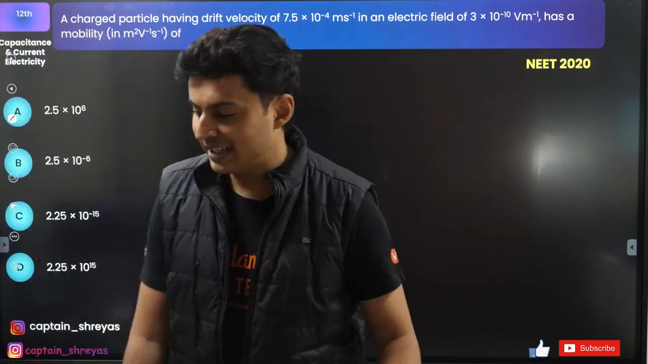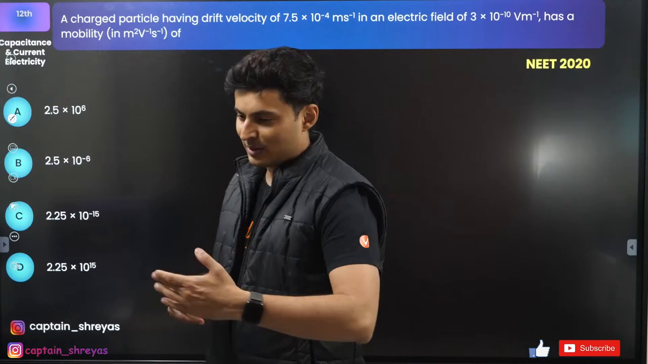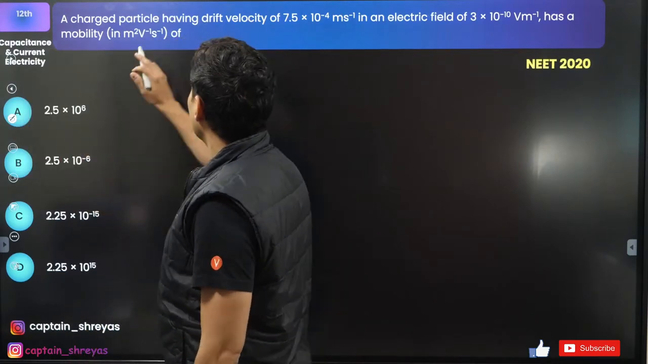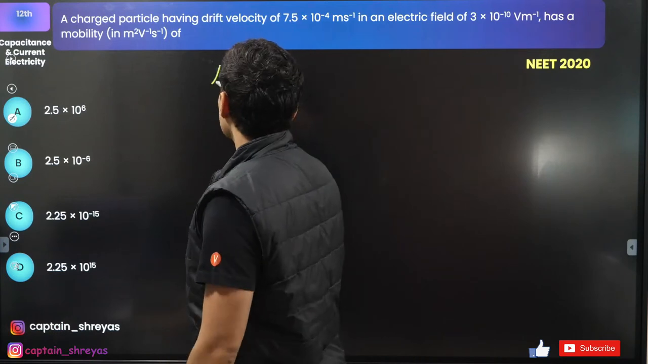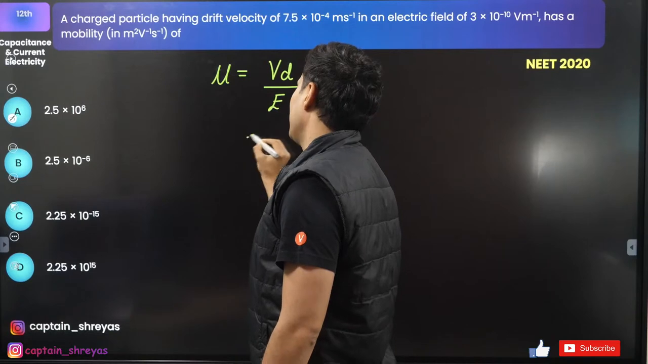Coming up on your screen. This is a NEET 2020 question. I hope, Anu, you understood it. Yes, looks like you have. Okay, so what do we have to find out over here? We have to find out the mobility. Mobility is the value of the drift speed per unit electric field.